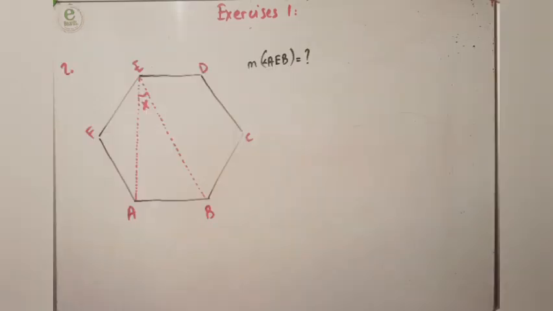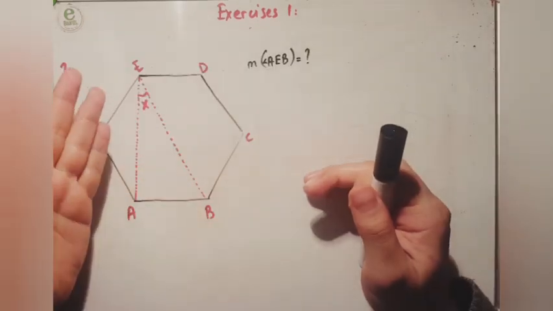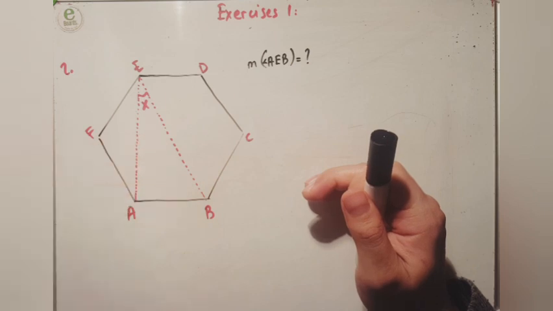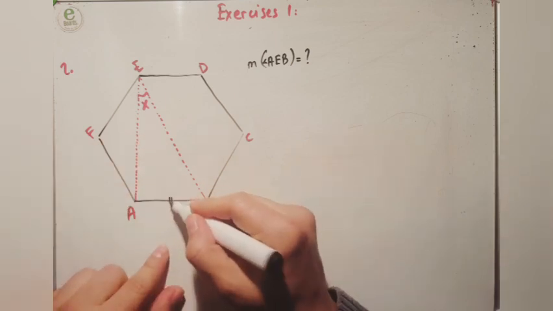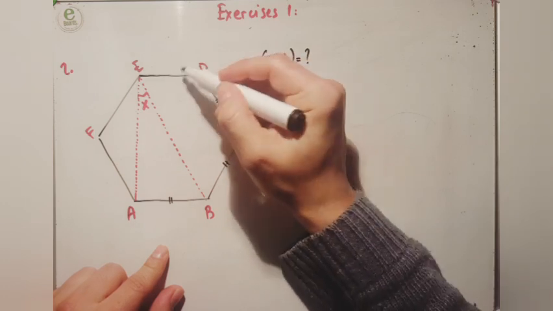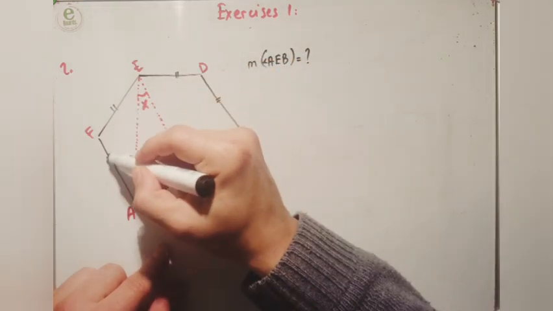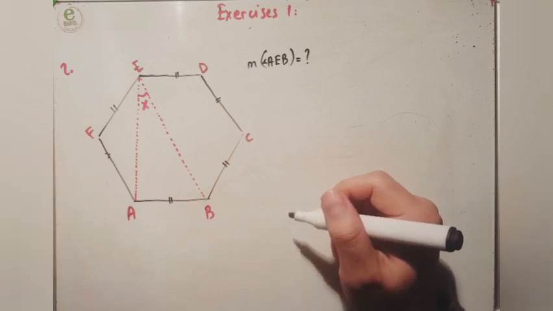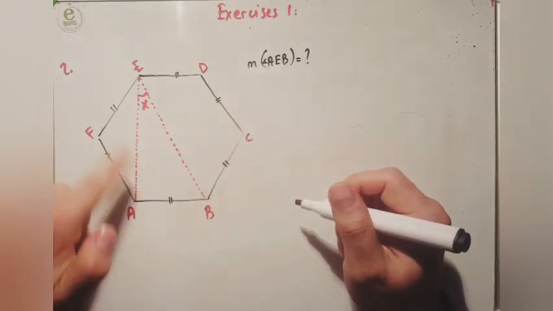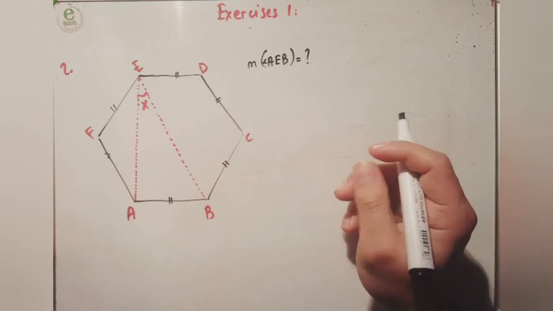On the second question, we have one regular polygon. It is 6-sided, a hexagon. Regular means that all sides are equal. Remember this. All interior measures are also equal. So we have to find the measure of angle AEB. It is called x.